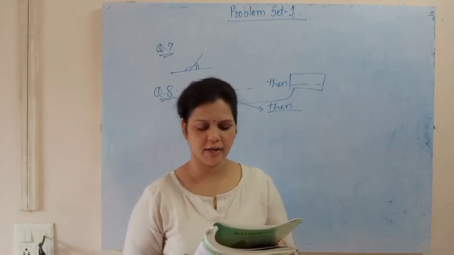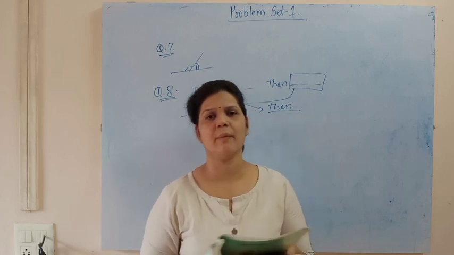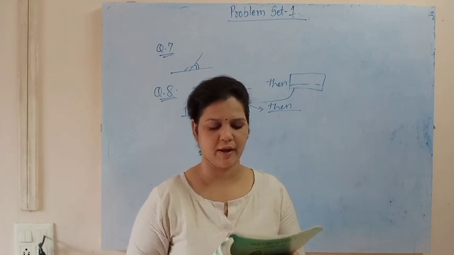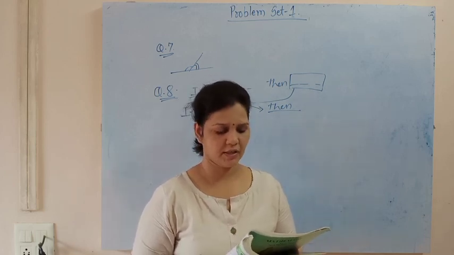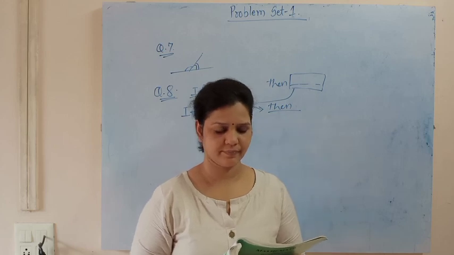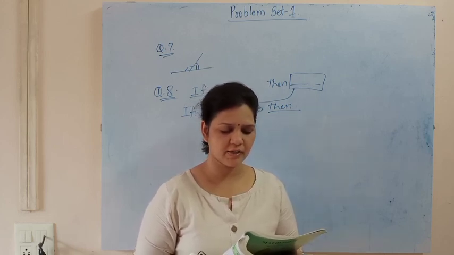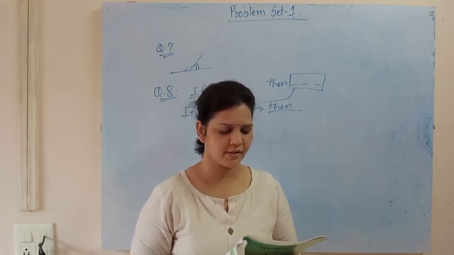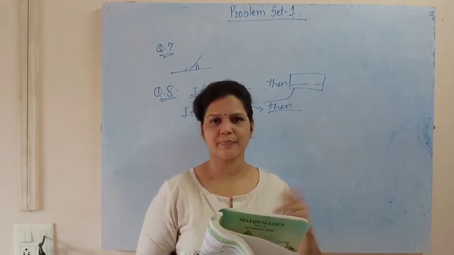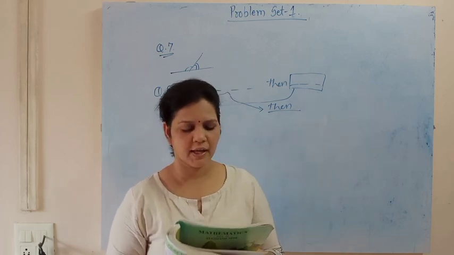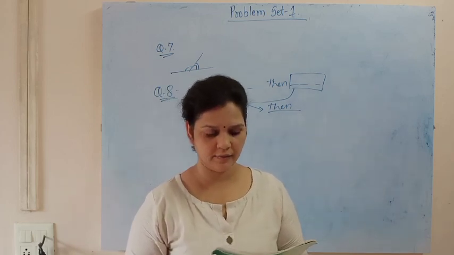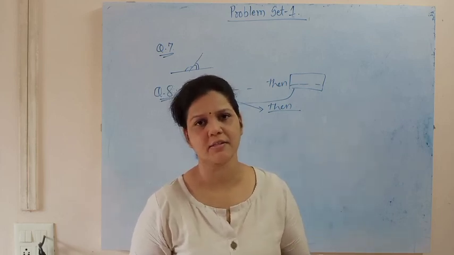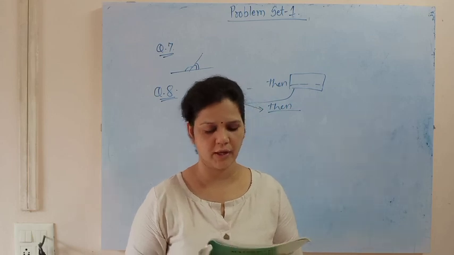Or you have to write, if 2 angles complement each other, then the sum of measures of angles is 90 degrees. Yes. Now question number 3. If the corresponding angles formed by a transversal of 2 lines are congruent, then 2 lines are parallel. So last part first. That means if 2 lines are parallel, then the corresponding angles formed by a transversal of two lines are congruent. Okay.